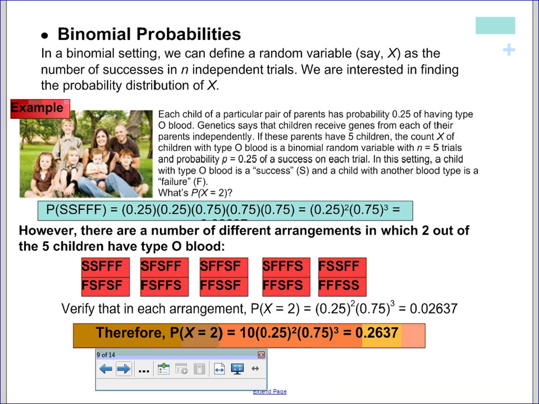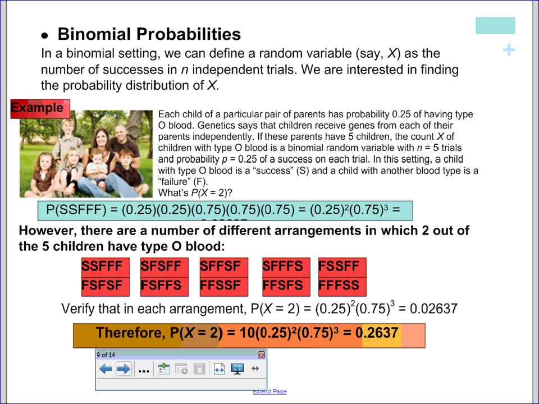If the parents have 5 children, the count X is the number of kids that will have type O blood. And so we can do this, and you could do a tree diagram for this or something like that, and you would see that you get a crazy formula here.